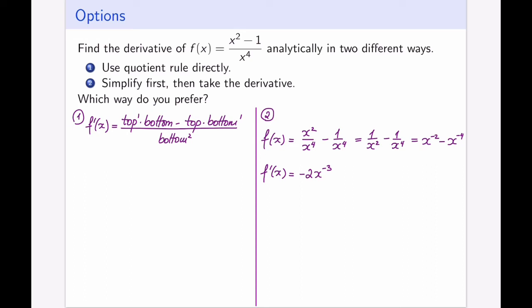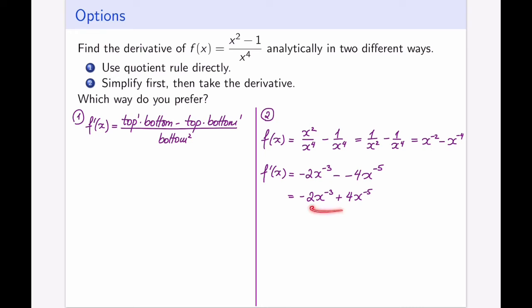And then in the second term, I have this negative. I'm going to bring the negative 4 down and subtract 1 from the power. Minus 4 minus 1 will be minus 5. So simplifying this a little bit, minus 2x to the minus 3 plus 4x to the minus 5, and I'm actually done. This is my entire derivative.